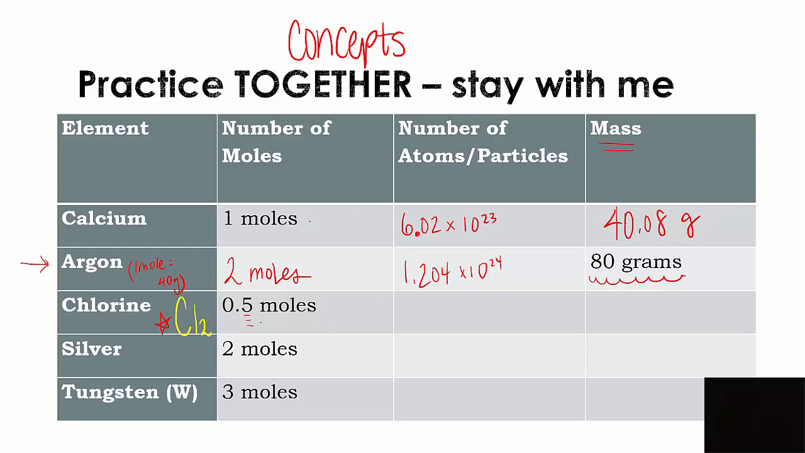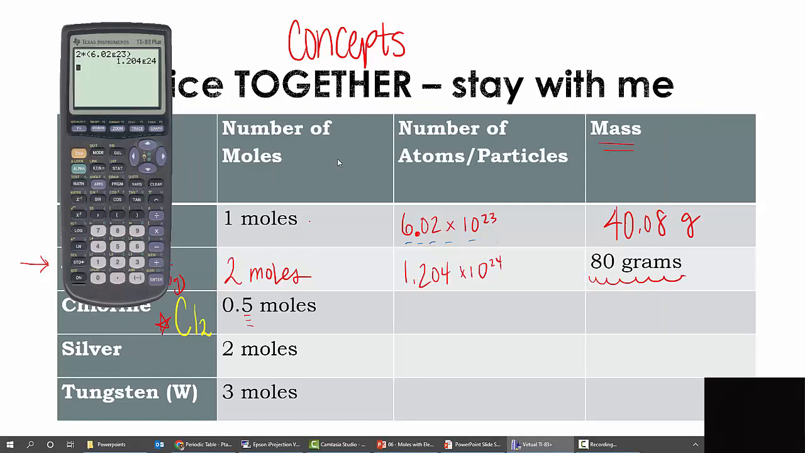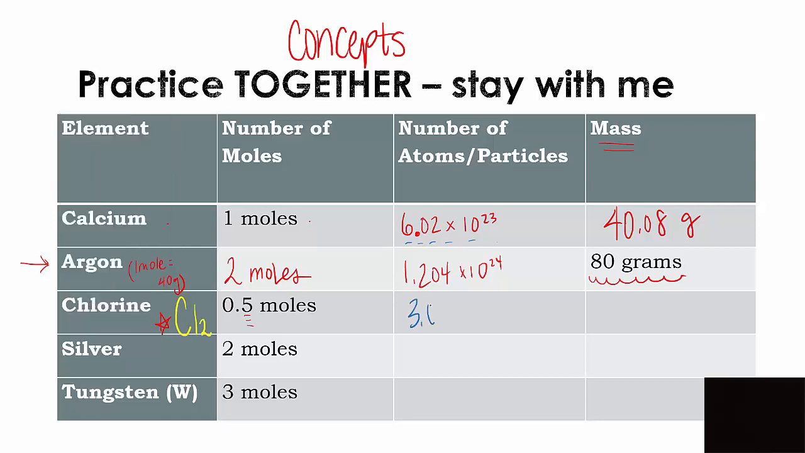So 1 mole of chlorine would be 6.02 times 10 to the 23rd particles, but we've actually only got half of that. So we're going to do 0.5 times 6.02 times 10 to the 23rd. It's going to be 3.01 times 10 to the 23rd.